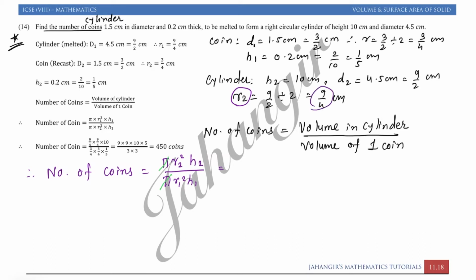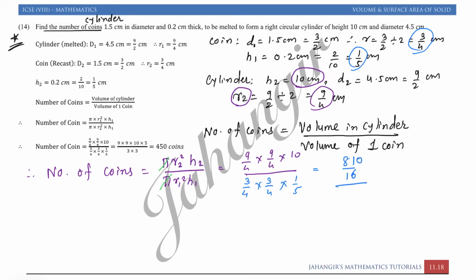R2 is 9/4. I can write 9/4 into 9/4 into height of the cylinder is 10 centimeter. It's here. Upon R1 is over here 3/4 into 3/4 into its height is 1/5. So if you want you can just make it a single fraction. 9 9s are 81. 81 into 10 is 810 upon 16, whole upon 3 3s are 9, upon 16 into 5. So these are the two fractions.